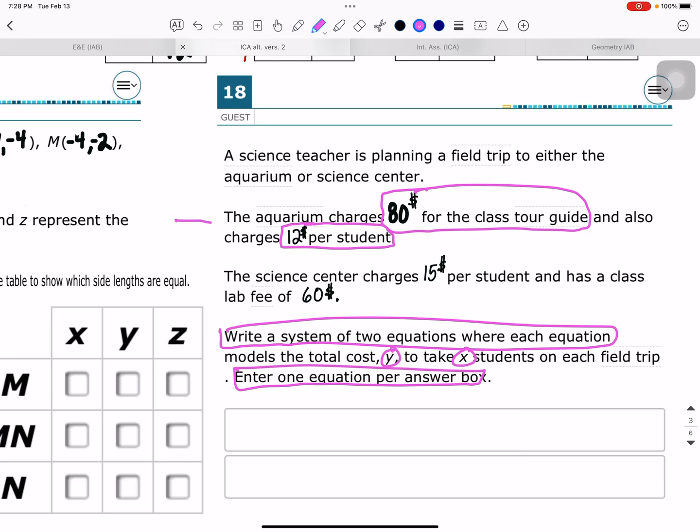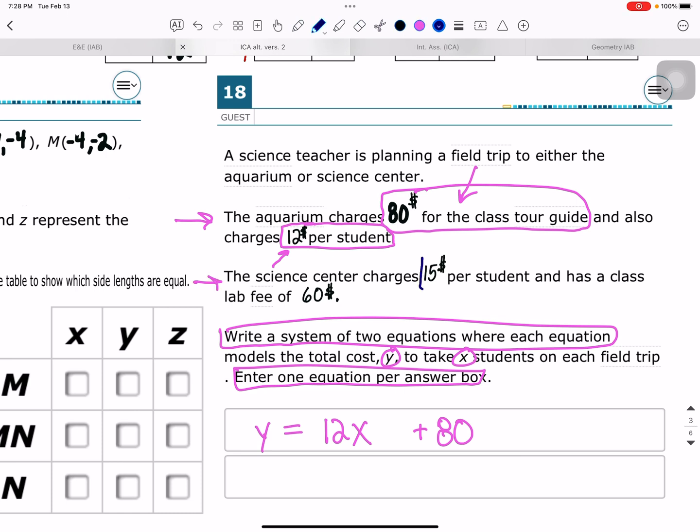For the aquarium, Y equals, where do we start? We start at $80 just to get the tour guide. So $80 just because. And then on top of that, our cost is going to go up $12 for every student. There we go.